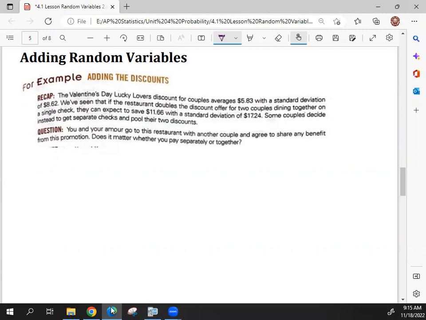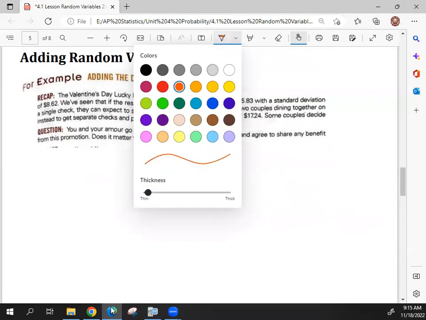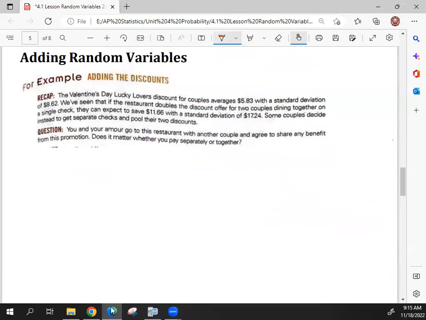And sometimes we want to actually combine two different random variables. So far we've added a constant to the random variable. And also we've multiplied by a constant. We doubled up and multiplied by 2. And so now we actually want to add 2 random variables. So here we have the double date, but they want to get separate checks. You know, they don't want to worry about splitting up the bill. They'll just each pay for their own meals.